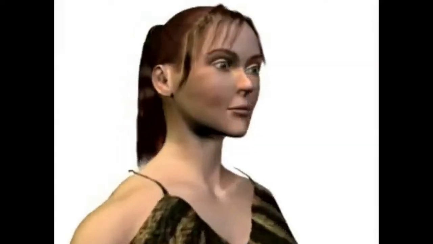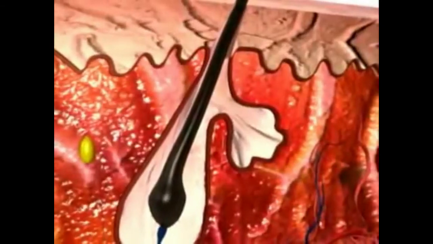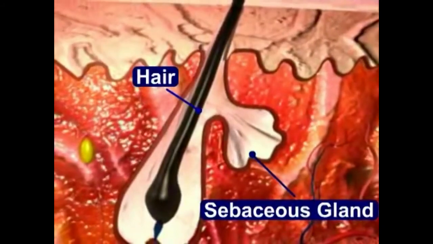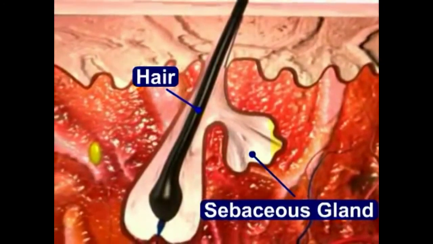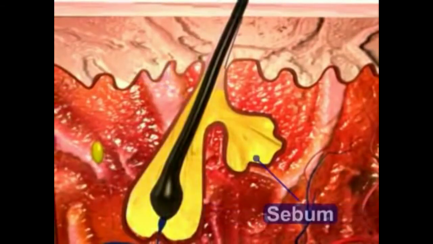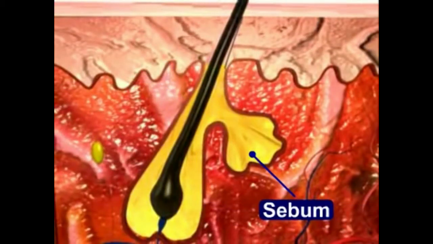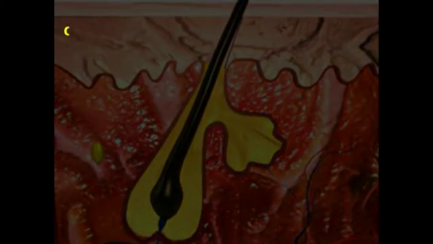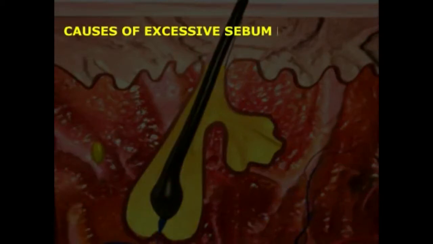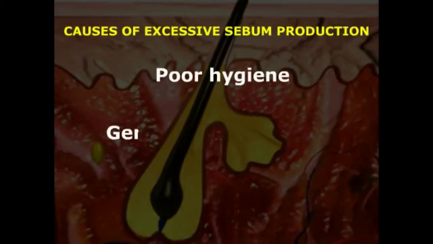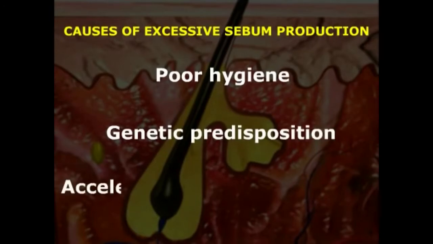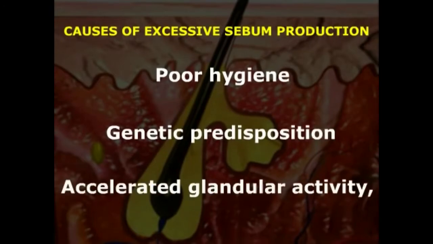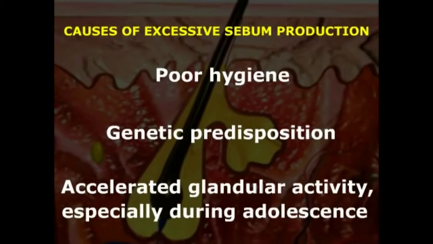Ew. The pilosebaceous unit, or PSU, of the skin consists of the sebaceous gland and the hair follicle. The sebaceous gland secretes an oily substance called sebum, which protects the hair and skin. Overproduction of sebum is related to the disease called acne, or commonly pimples. Sebum may collect excessively as a result of poor hygiene, genetic predisposition, or accelerated glandular activity, especially during adolescence.